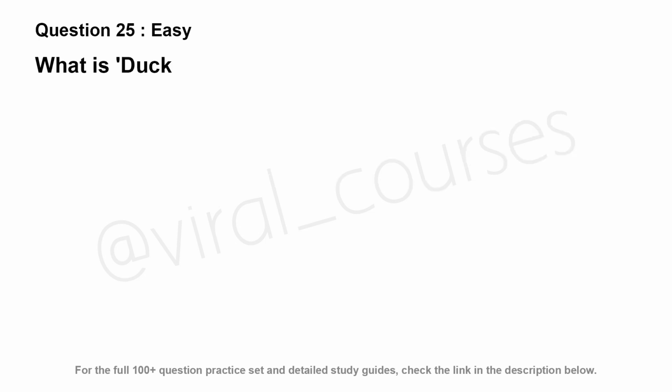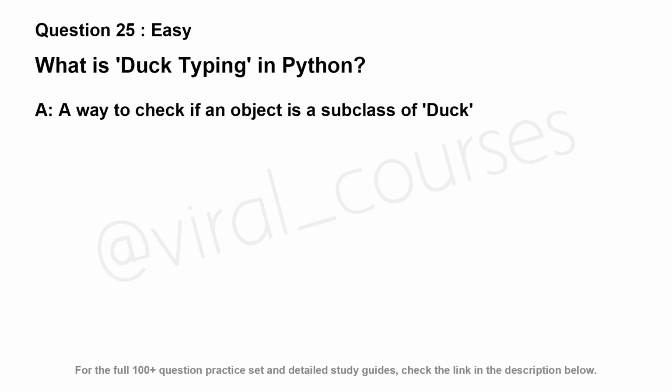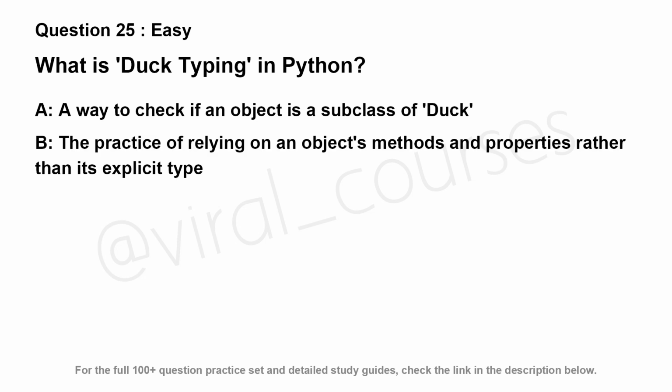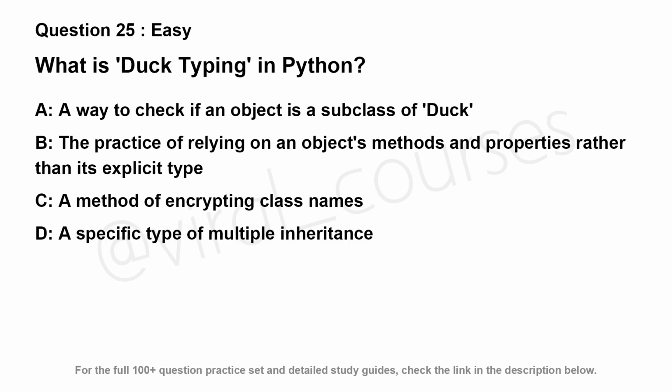What is duck typing in Python? Option A, a way to check if an object is a subclass of duck. Option B, the practice of relying on an object's methods and properties rather than its explicit type. Option C, a method of encrypting class names. Option D, a specific type of multiple inheritance.